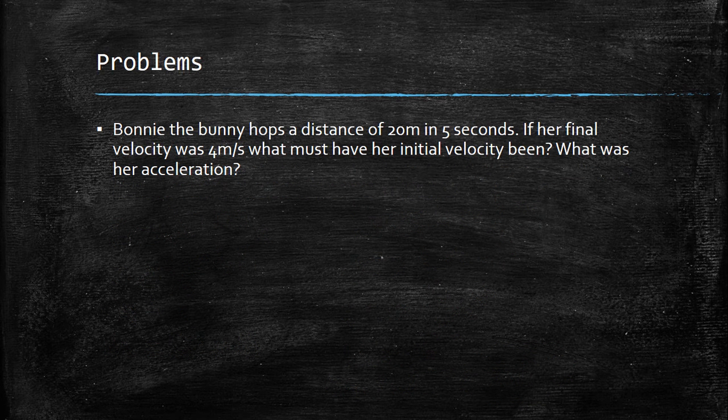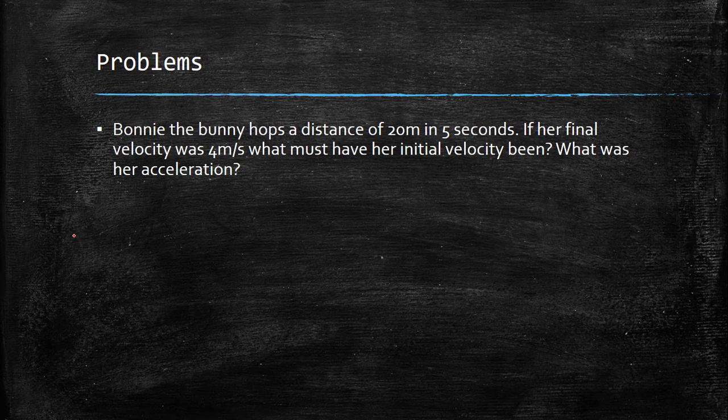Right, last problem for the day. We want to pause it and give it a shot. Alright, let's go through it. Bonnie the bunny hops a distance of 20 meters in 5 seconds. If her final velocity was 4 meters a second, what must her initial velocity have been? And what was her acceleration?